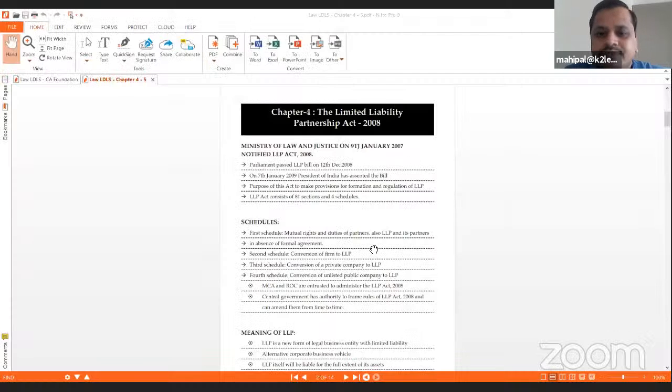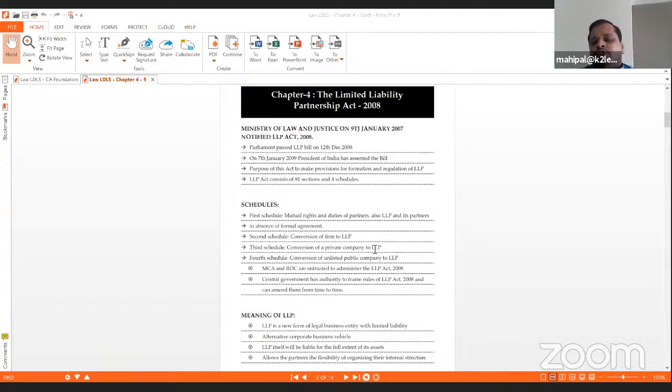Let me share one of the PDFs. I know this PDF is available with you all. Great. LLP Act 2008. My dear friends, very, very important to remember in LLP are the dates: 12th December, 7th January, 2008 and 2009 respectively.